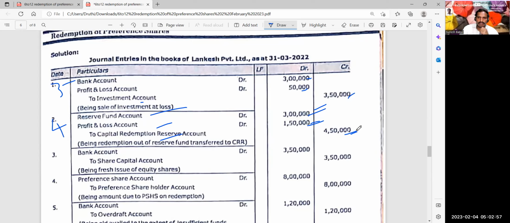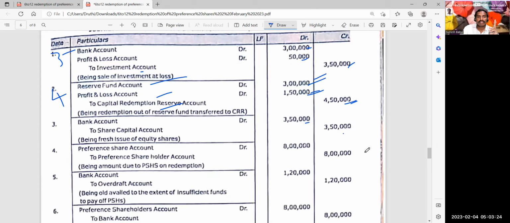In total, you need this 4,50,000. You need 10 lakh rupees to be repaid, right? You need 10 lakh. That means 5,50,000 rupees worth of equity shares are to be issued. Instead, he has written 3,50,000. This is wrong. So you need to write bank account debit to share capital account and make this 5,50,000. It is not 3,50,000. 5,50,000 is the correct answer.